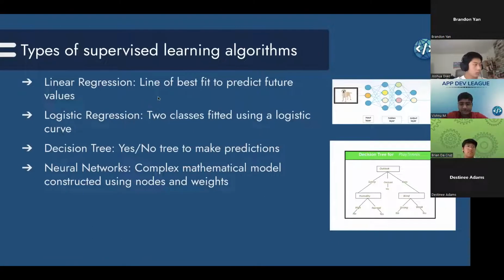Some different types of supervised learning algorithms, which we'll go into in a bit more detail later in the workshop, include linear regression, which is using a line of best fit to predict future values of a variable, logistic regression, where 2 classes are fitted using a logistic curve, decision trees, which are yes-no trees that make predictions, and neural networks, which are complex mathematical models constructed using nodes and weights, which is something else we'll also be covering later in the workshop.